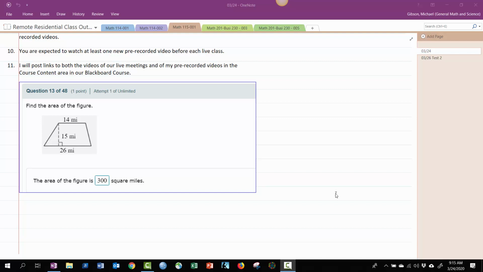Okay, so this first one, what I've done in this little mini review is I've gone back to some of the older questions that we haven't done in a while. So this first one says, find the area of the figure, right? And this is one of these where we have parallel sides that are different lengths. Okay, the thing here is what you need to remember is the formula for the area.